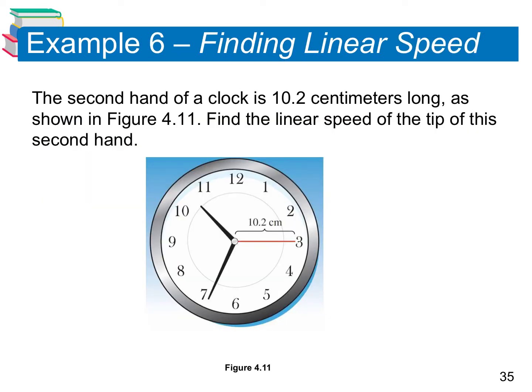So the second hand of a clock is 10.2 centimeters long, as shown in figure 4.11. Find the linear speed of the tip of this second hand. So our linear speed formula is what? r theta over time. So I have to figure out what my r is, what my theta is, and what my time is. What's our r? 10.2.